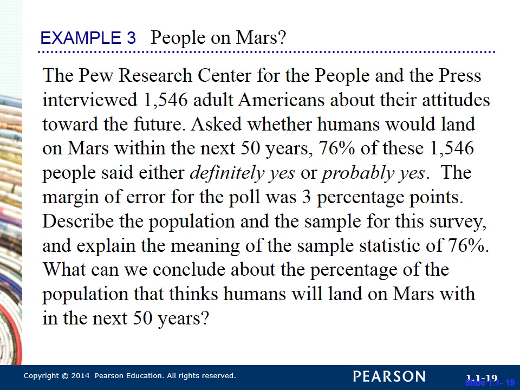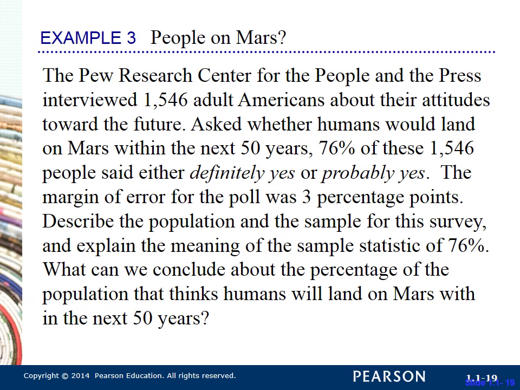So if I want to find that actual range here, we've got the Pew Research Center, which interviewed 1546 adult Americans. All right, that'll be your sample, about their attitudes towards the future. When asked if they thought humans would land on Mars, 76% of that sample said yes, or definitely or probably yes. The margin of error was 3%.